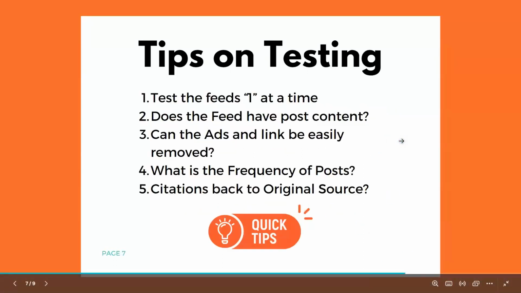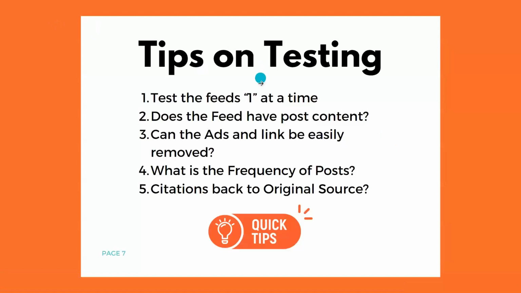Okay, so how do you test? You could test one feed at a time. So you would set up your mash. You only run one of all your RSS feeds through at a time, or I'm going to show you a different method using 5 feeds. Okay. You need to ask this.